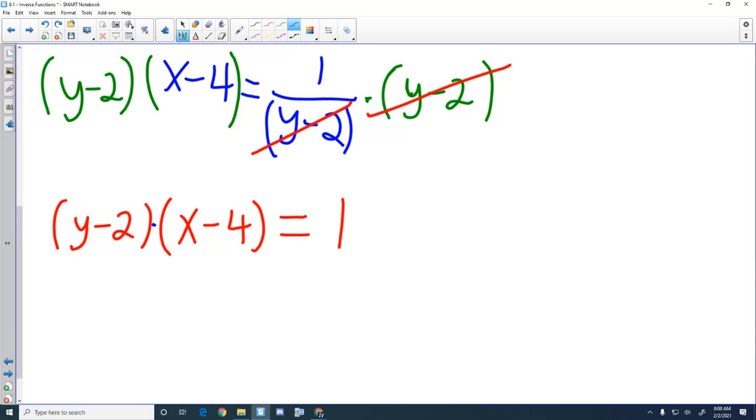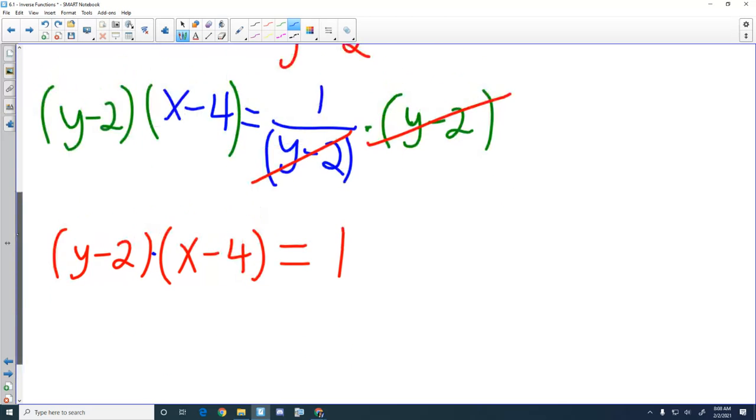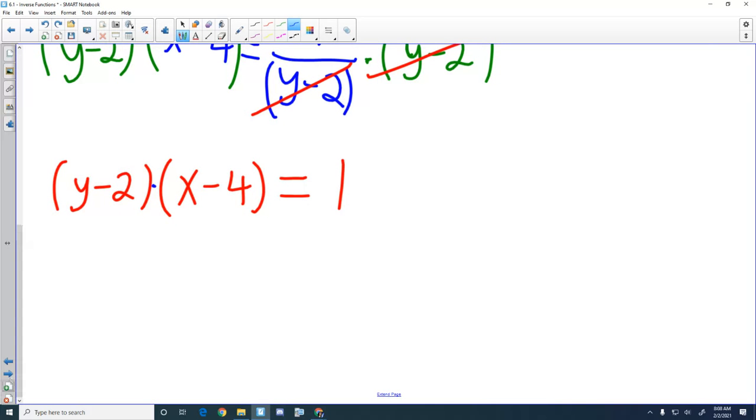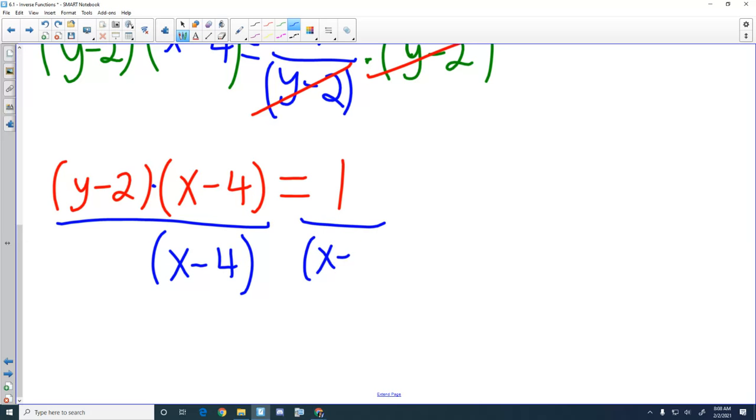Is x allowed to be in the denominator? Can we have the x variable in the bottom? Sure, isn't that actually what we started with? Right, up there, it had an x in the denominator, so that is okay. And so what we're going to end up doing is dividing by this x minus 4, because I'm trying to get the y all by itself. Let's get rid of the other stuff. So that means I'm going to divide this side by x minus 4.